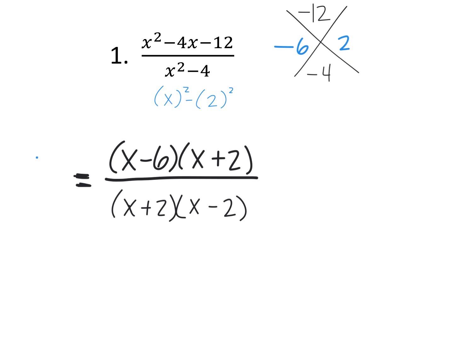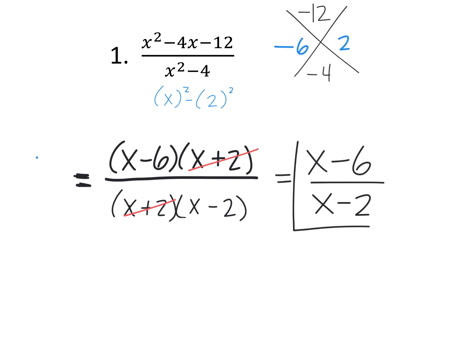Okay, now you look at this, and what can cancel? X plus 2, because it's the same on the top and bottom. So goodbye. That gets to cancel, which leaves you with a simplified expression of x minus 6 over x minus 2. Hooray. Hopefully this is something that feels a little familiar. We did it when we did division last unit. The one thing that you do have to do, hold on, you have to state the excluded values.